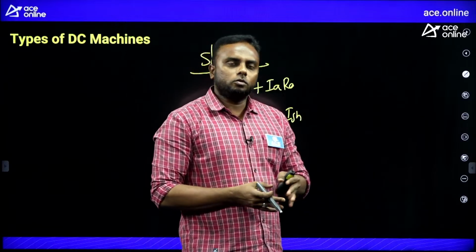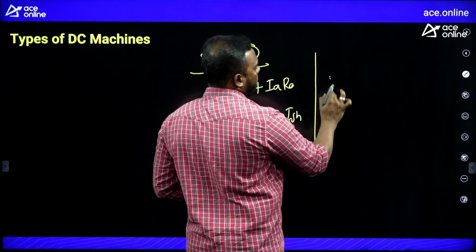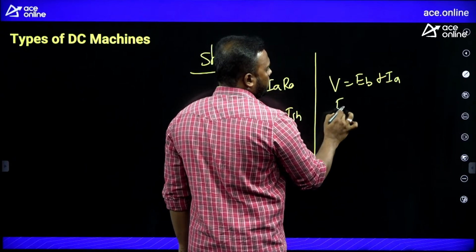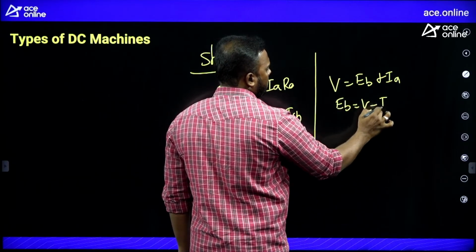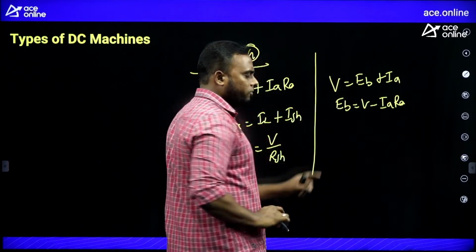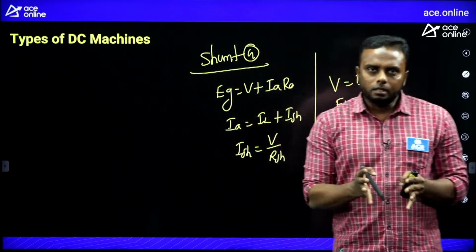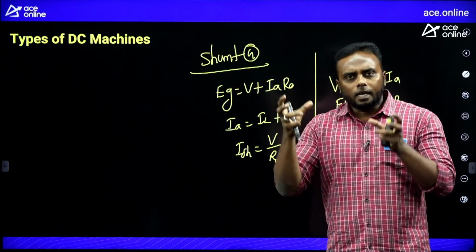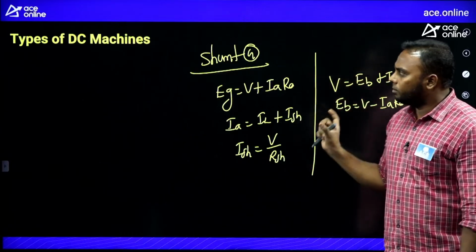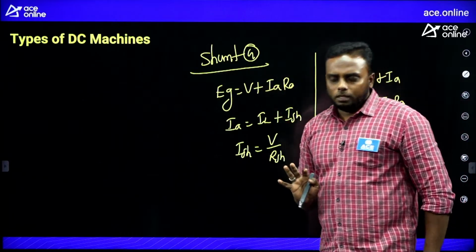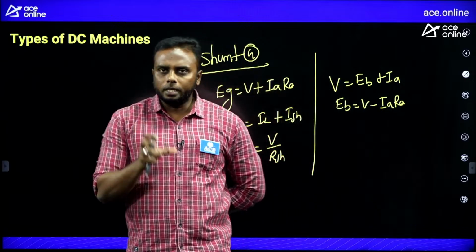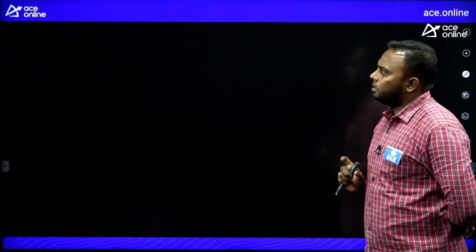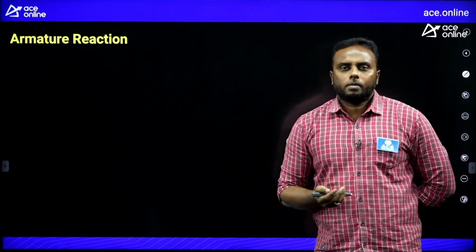Similarly, for a motor, what is the equation? If it is a shunt motor, V equals EB plus IA RA, and EB equals V minus IA RA. Here people generally get confused about when to take plus or minus. First draw the figure and put the data in it, and then write the KVL equation. Don't directly write equations, you may sometimes get wrong equations. So in types of DC machines you should know clearly how many types in total, and the KVL equation of each one.